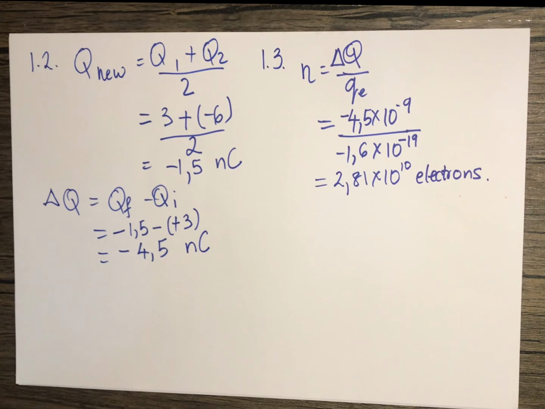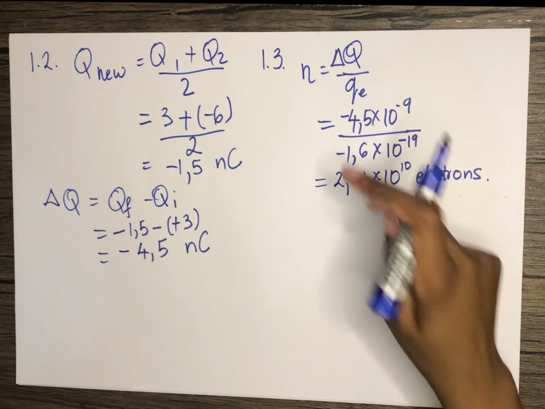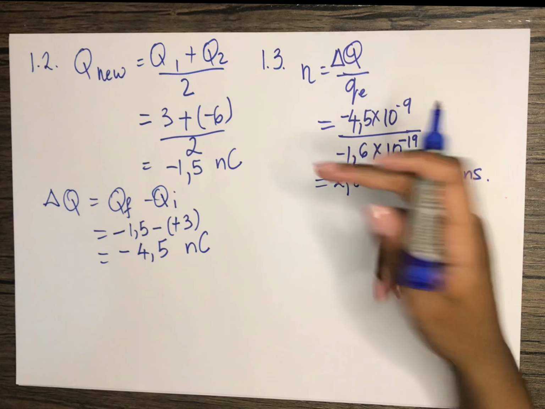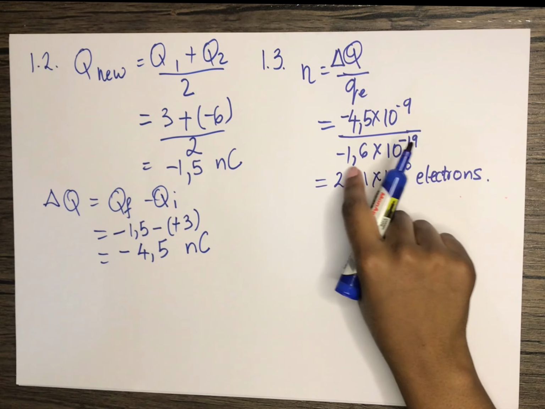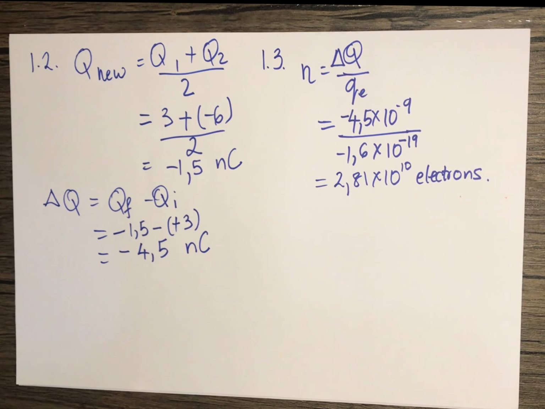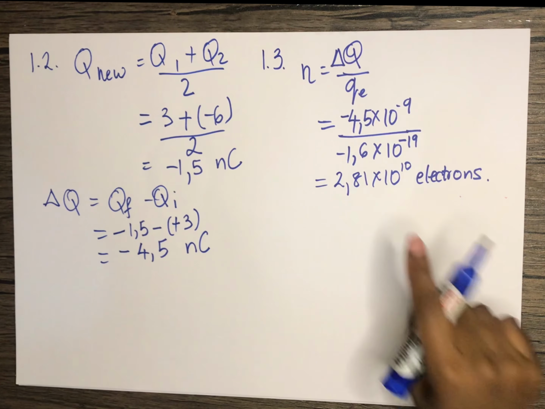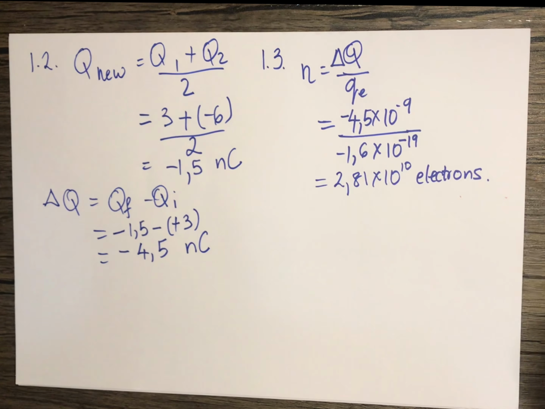So your N, your number of electrons, is always going to be positive. That's why I'm saying when you have a negative charge or change in charge, then you use a negative 1.6 times 10 to the power of negative 19. If you had used the other sphere and got a positive change in Q, then you're going to use a positive 1.6 times 10 to the power of negative 19, right?